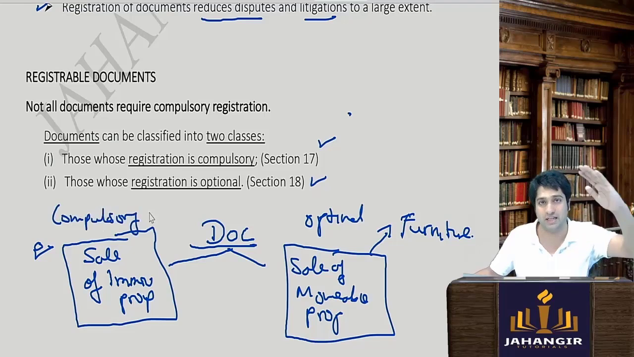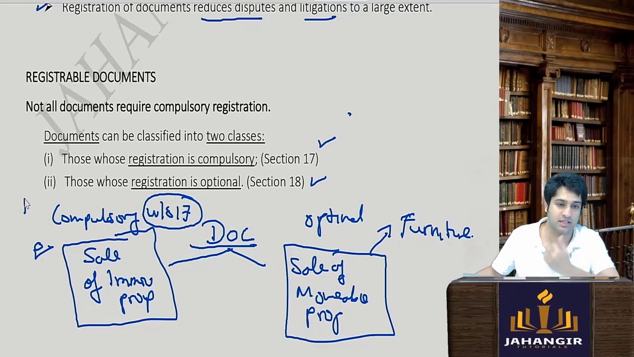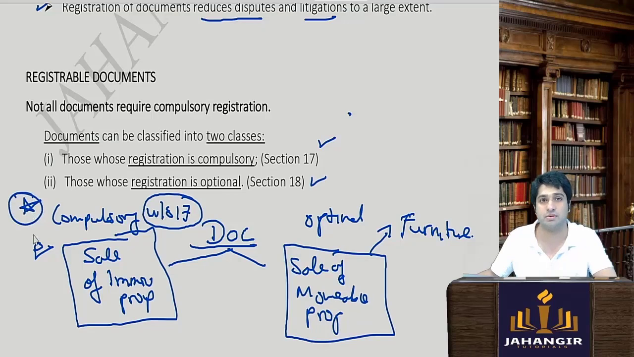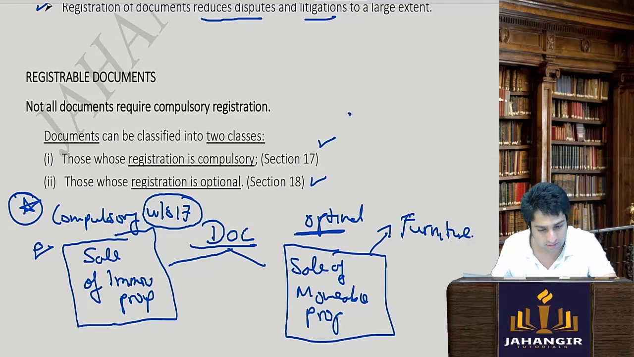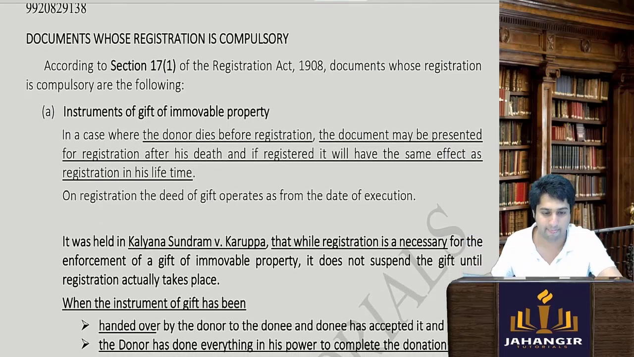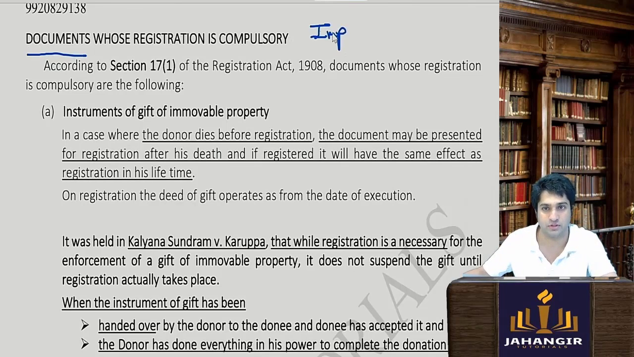Whichever documents come under the list given in Section 17, their registration is compulsory. This is important, it has come in the exam. And for all other documents, registration is optional. You can do it if you want to. Now let's see Section 17, documents whose registration is compulsory. Important from the exam point of view also.